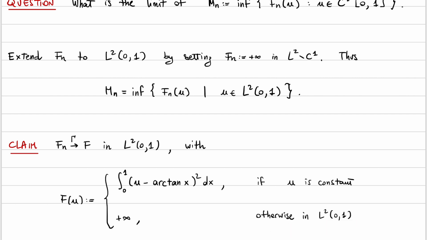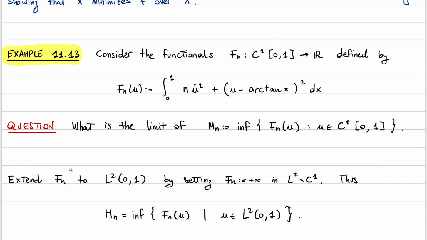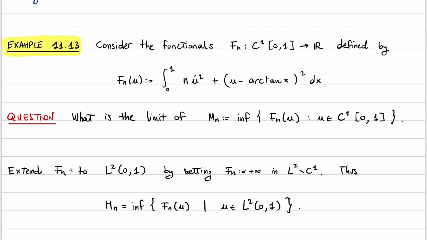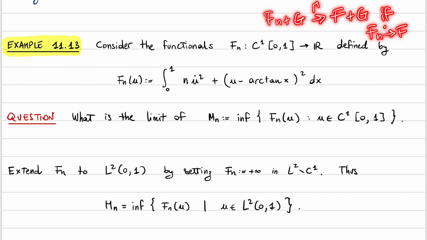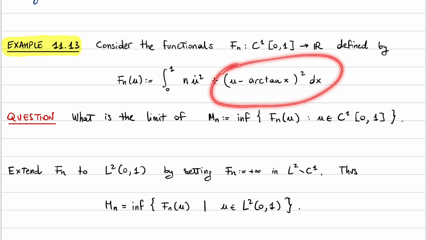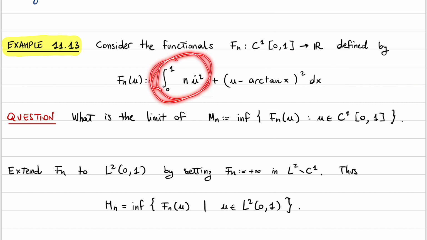So okay, let's see why this is a decent guess for the gamma limit. First of all, by the stability properties, we saw that if Fn gamma converges to f, then Fn plus g gamma converges to f plus g. This was a stability property that we proved. Therefore, since this term here, the integral, is continuous in L2, we just need to look for the gamma convergence of this guy here.